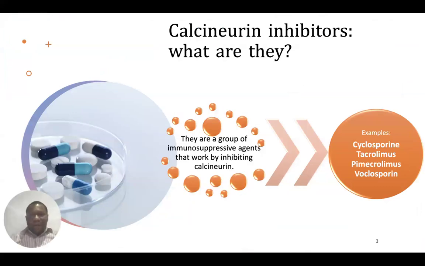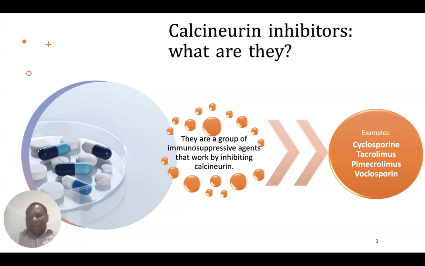So what are calcineurin inhibitors? These drugs are a group of immunosuppressive agents that, as the name suggests, work by inhibiting calcineurin. When we say that they are immunosuppressive agents, we basically mean that these are drugs that may depress your immune system activity. There are many conditions that we may use them for, or many situations where we would need to use an immunosuppressive agent, and we'll explore that later.